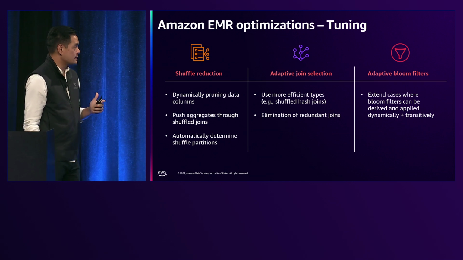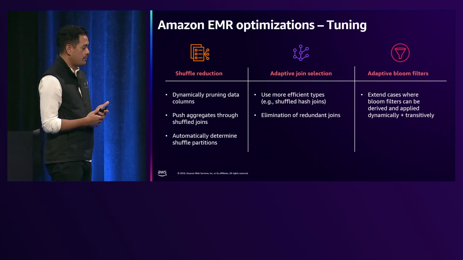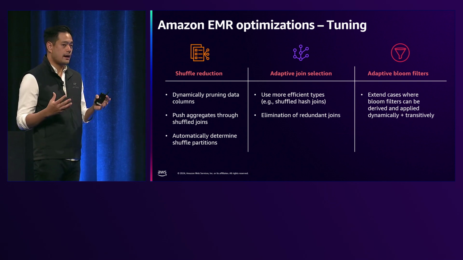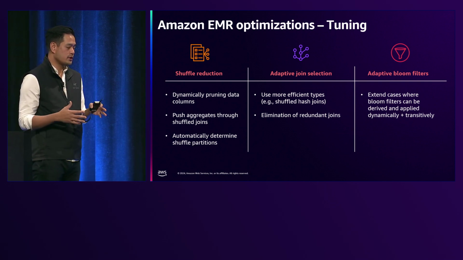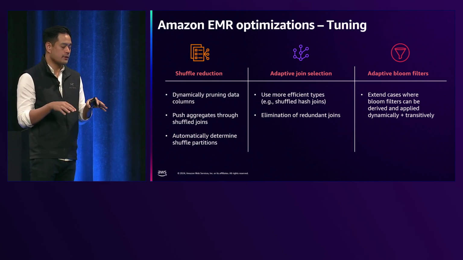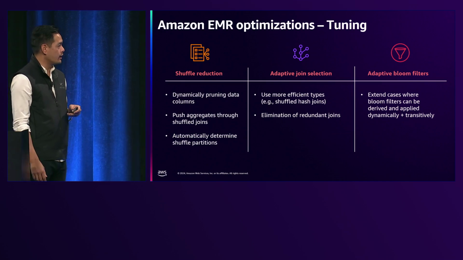An example of this is with our shuffle partitions. EMR will automatically try to determine what is the best shuffle partition, and as a result, parallelism, based off the workload and based off the infrastructure that workload is currently running on.